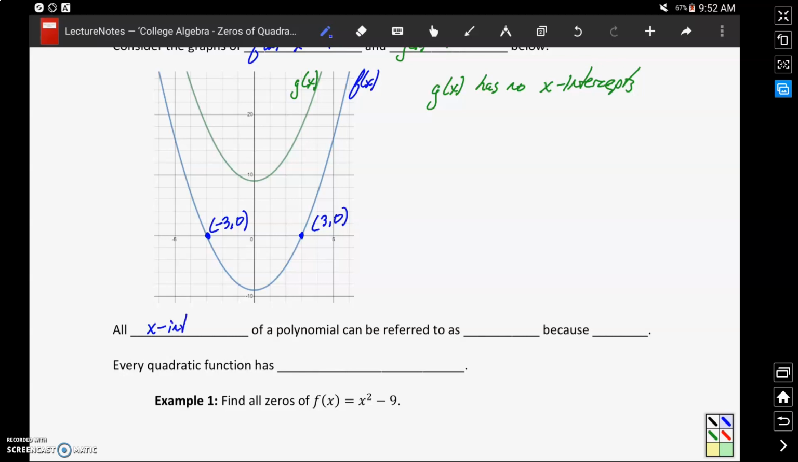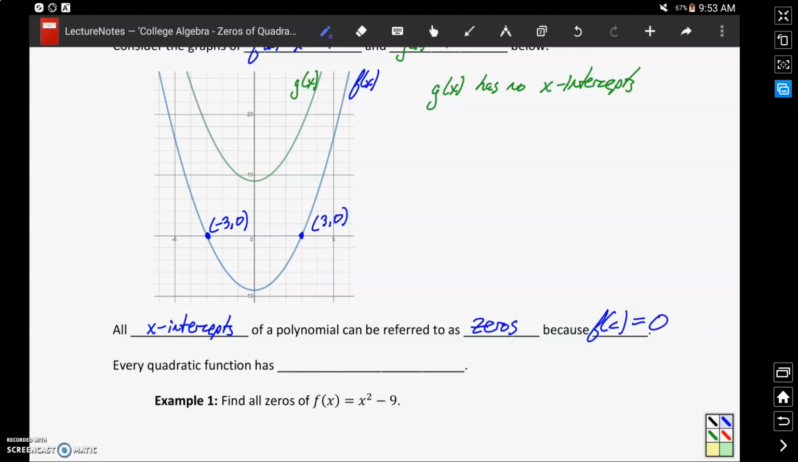All x-intercepts for a function can be referred to as zeros of that function, because for that x-coordinate, in the case above either positive 3 or negative 3, for whatever that x-coordinate is, let's say c, f of c is equal to 0, meaning if we evaluate the function at that x-coordinate, the resulting y-coordinate is 0.